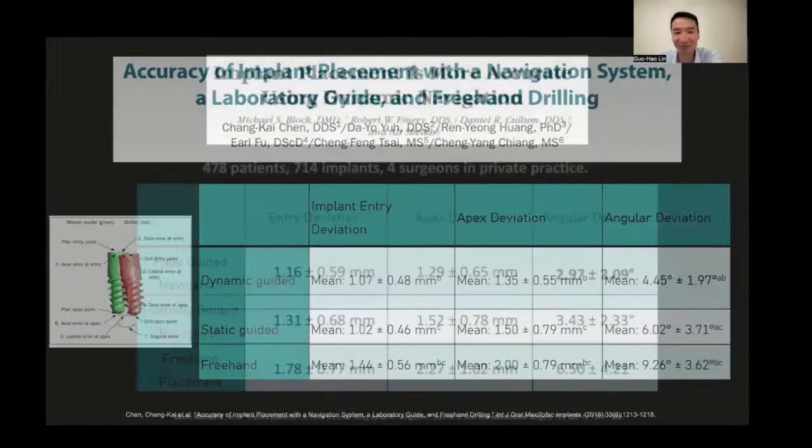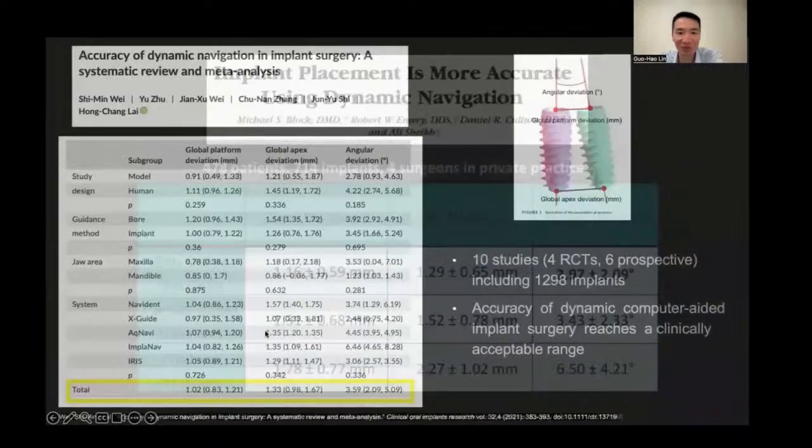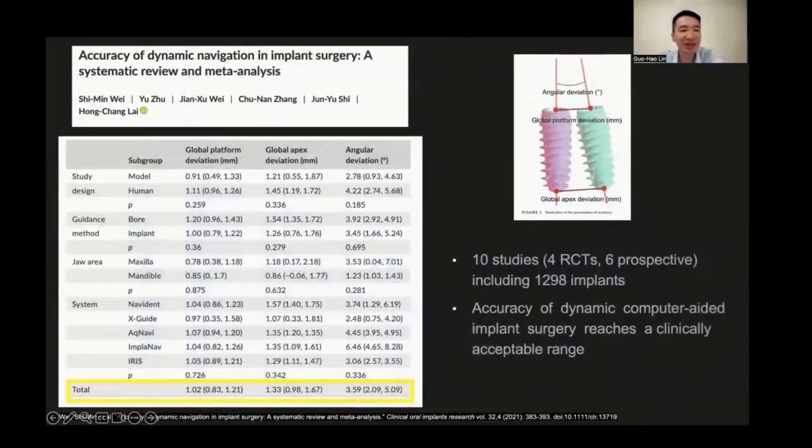freehand surgery. A similar study was done by Dr. Michael Block and the team. They showed that angular deviation was much better compared to partially guided navigation and freehand surgery. The apex deviation and entry deviation were very similar to partially guided navigation, and much better compared to freehand surgery.